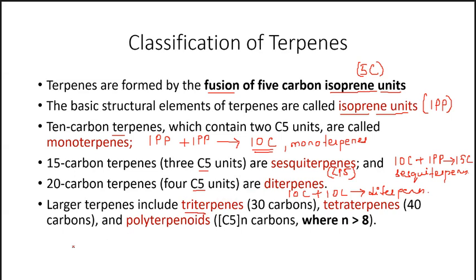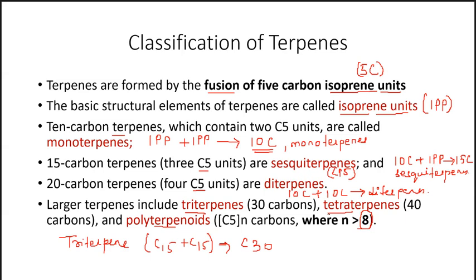2 sesquiterpene means what? If I write triterpene, it is C15 plus C15. One C15 is sesquiterpene and 2 sesquiterpenes will form triterpene, which is C30. This is how tetraterpene will be formed: 2 diterpenes will combine to form tetraterpenes. And polyterpenoids are when there are more than 8 isoprene units. When there are more than 8 isoprene units, it is polyterpene.